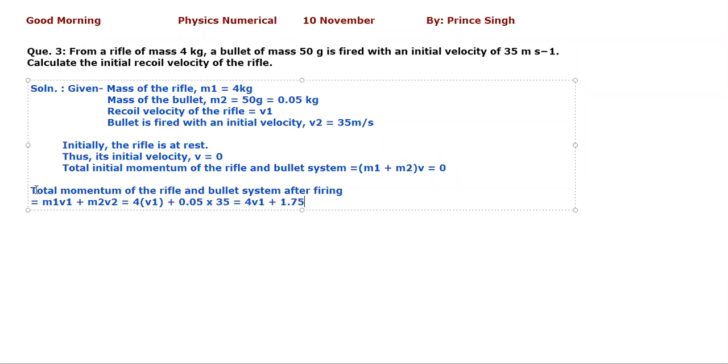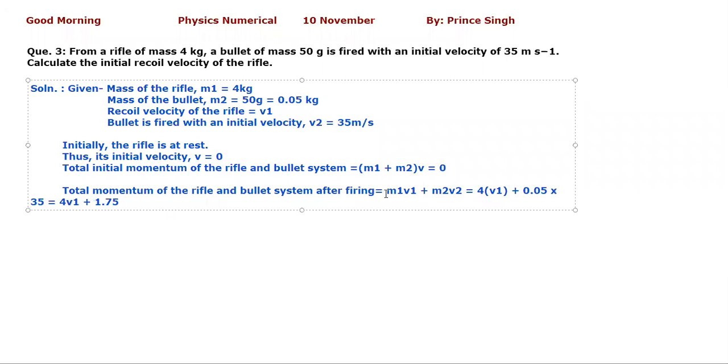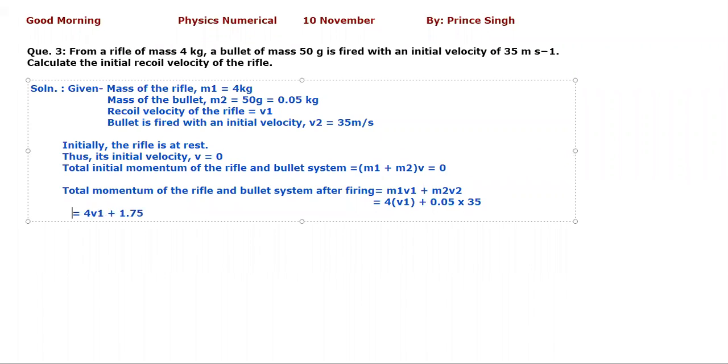So according to it, the total momentum of the rifle and bullet after firing is equal to m1 v1 plus m2 v2. So we have all the values of m, v1, v2. We have to find the v1 here.